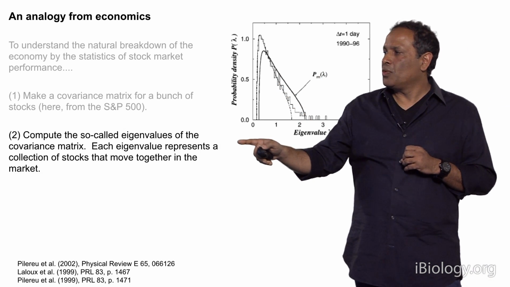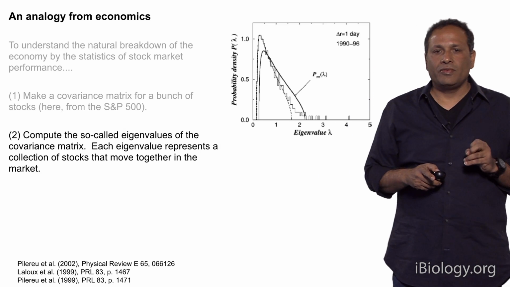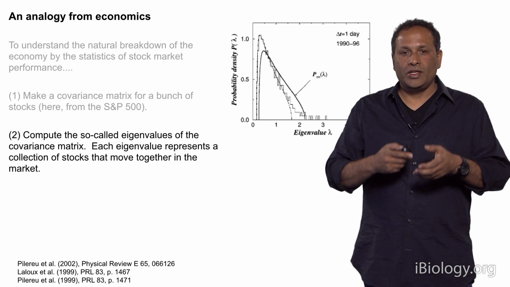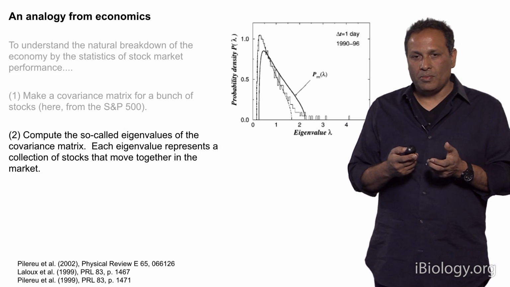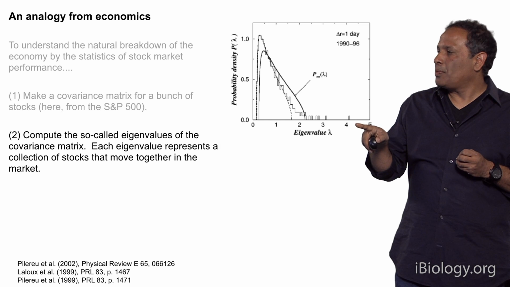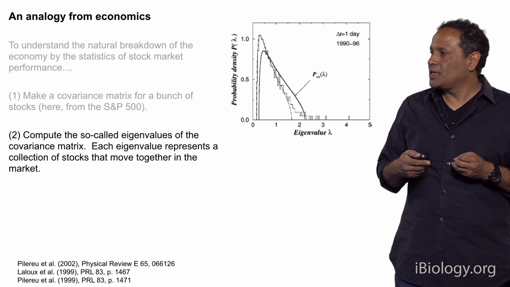And the important thing is to understand what an eigenvalue represents. Each eigenvalue is not one stock in the market, but a group of stocks that experience a correlated effect in their market performance. And so each eigenvalue represents a collection of stocks that move together in the market.